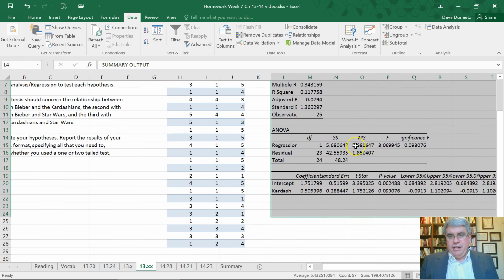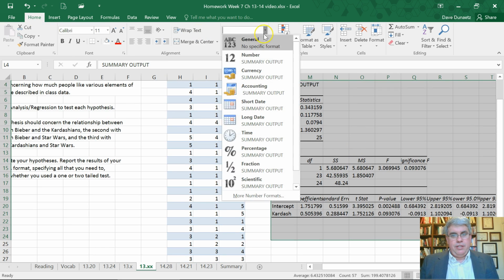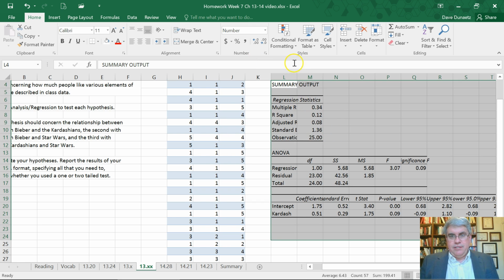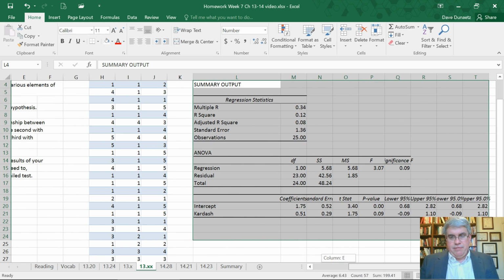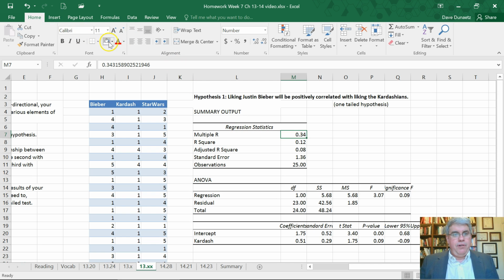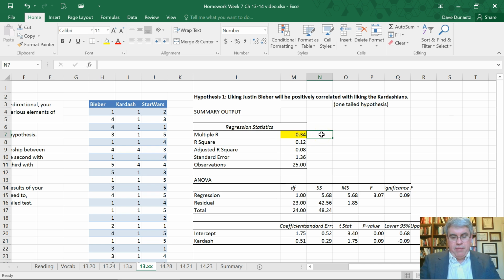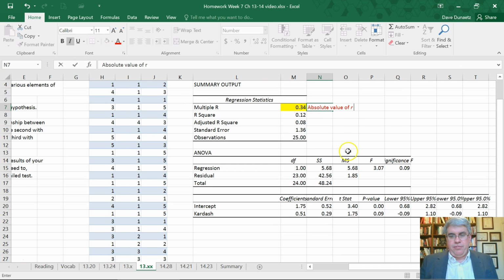And we've got a lot of data here. Now let's round off the numbers. General number. Okay, and make it a little wider and bring everything over here. And so here, the first thing that we're interested in is the R. So this is the absolute value of R. So it's 0.34. So it's not negligible, but it's not very strong.